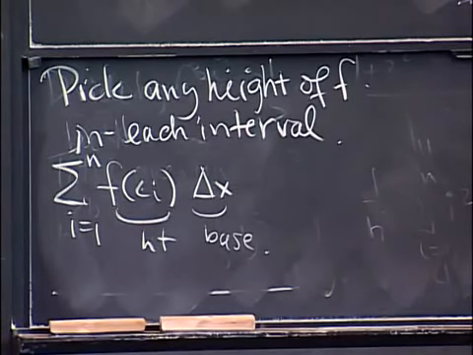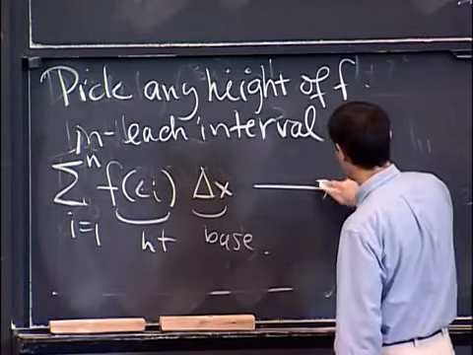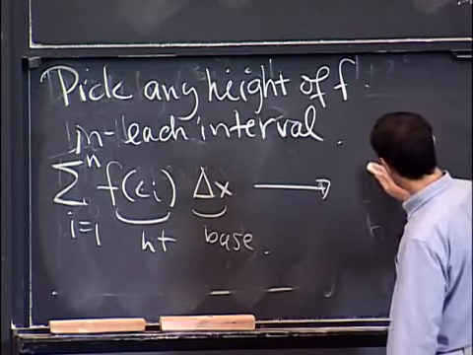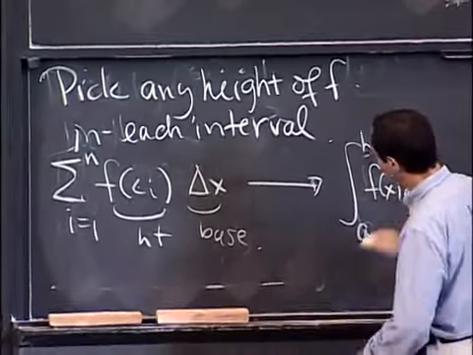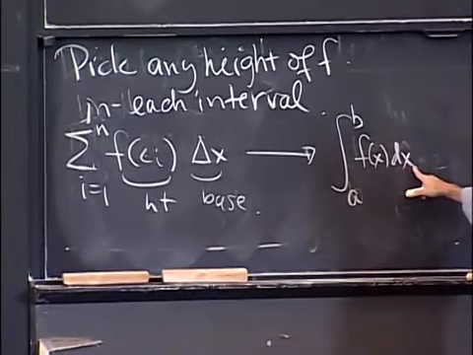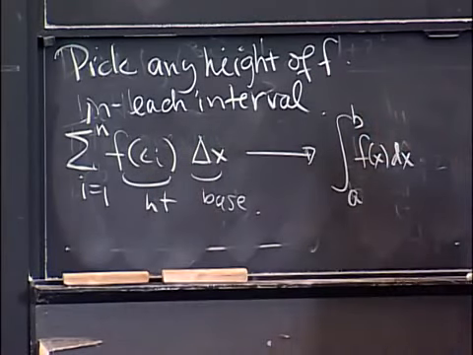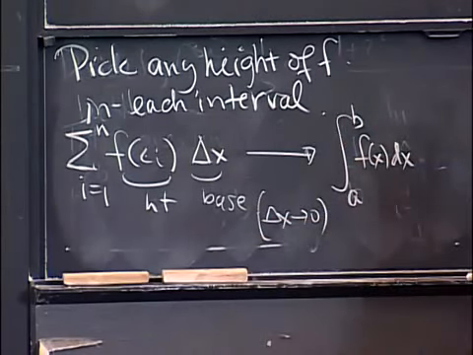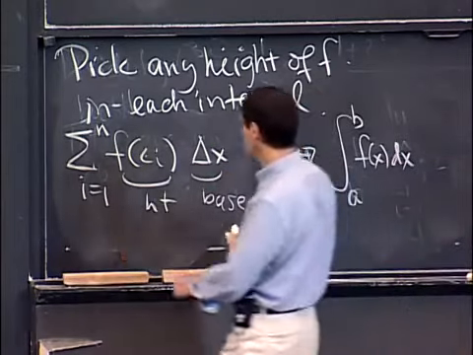This notation is supposed to be now very suggestive of the notation that Leibniz used, which is that in the limit, this becomes an integral from a to b of f of x dx. And notice that the delta x gets replaced by a dx. So this is what happens in the limit as the rectangles get thin. So that's as delta x goes to 0. And these gadgets are called Riemann sums. This is called a Riemann sum.